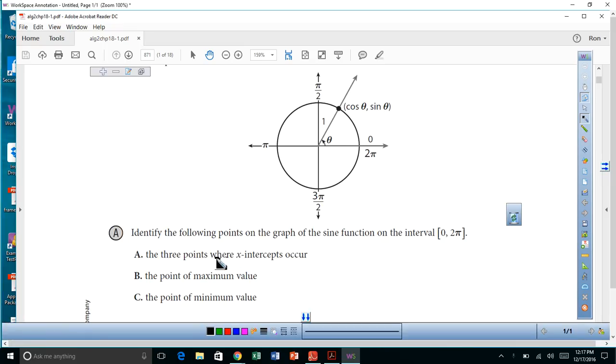The 3 points where x-intercepts occur are going to be here at 0, 0, pi, 0, and over here at 2 pi, 0.